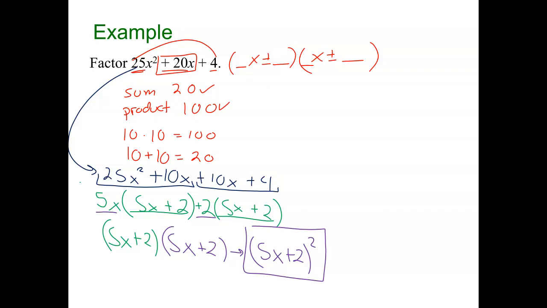Okay? Now that won't always happen with these. This just happens to be what we call a special case of a perfect square trinomial. That won't always happen, but we're still going to be following that same pattern.